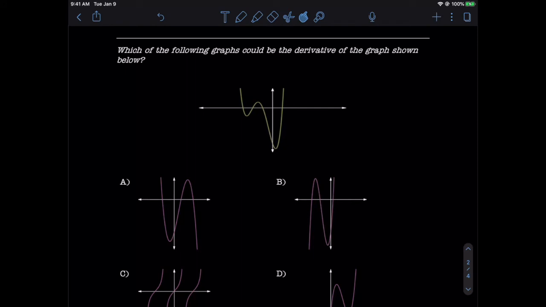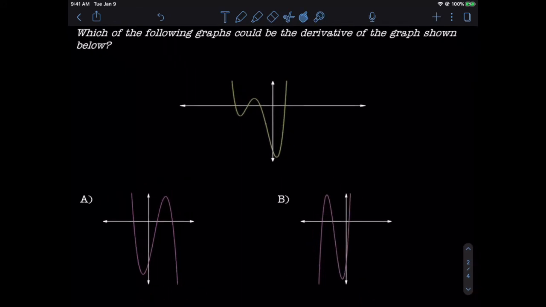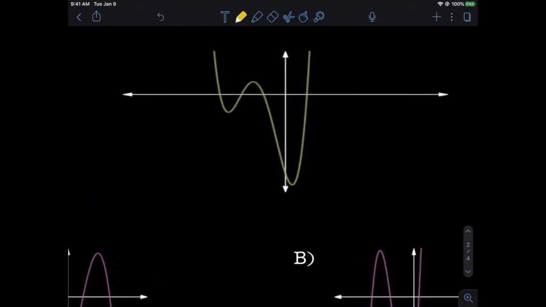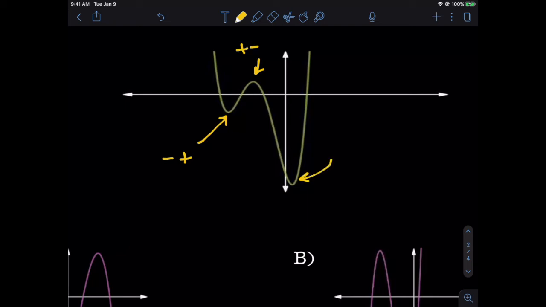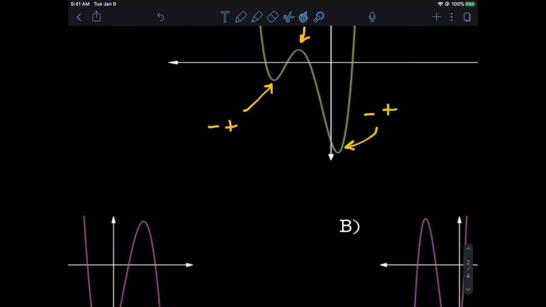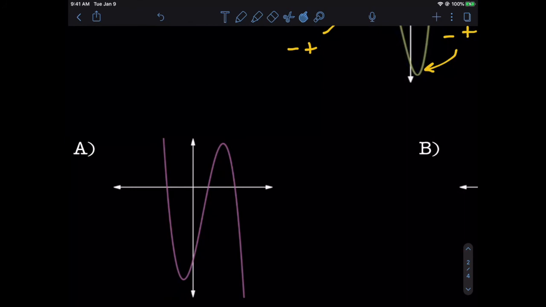Next example, we're given the original function and we have to match the derivative. So this time we will look at the maxes and mins of this to figure out the sign change in the derivative. A min means we go from negative to positive in the derivative. A max, like over here, means we go from positive to negative in the derivative. And over on the right side we have one more min, which means we expect a negative to positive change on the right side. Two changes on the left, one on the right. Let's take a look at our answer choices.